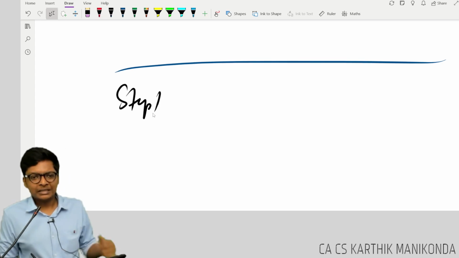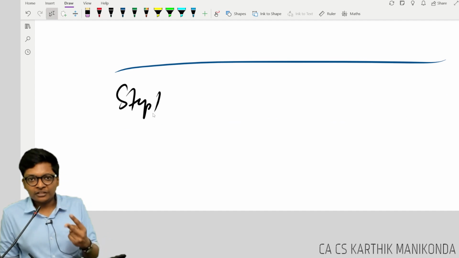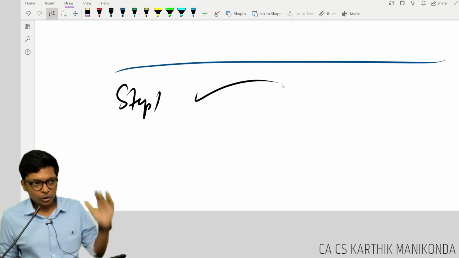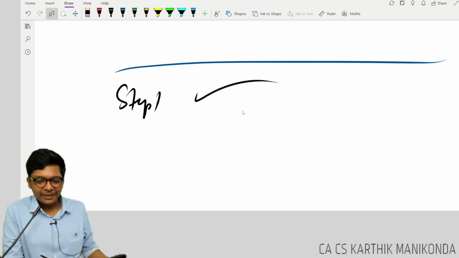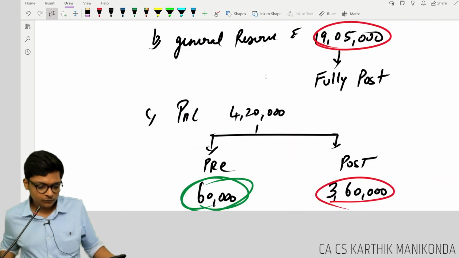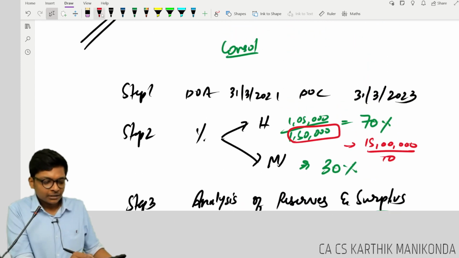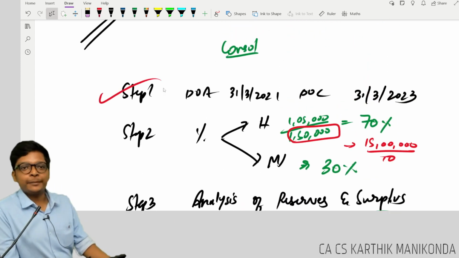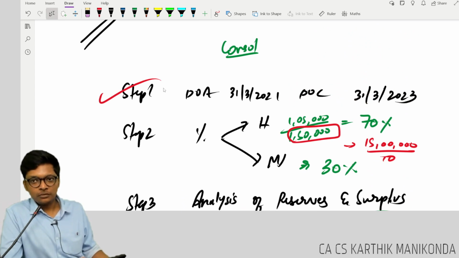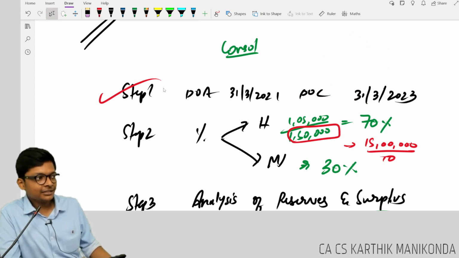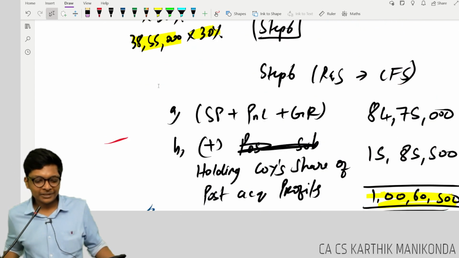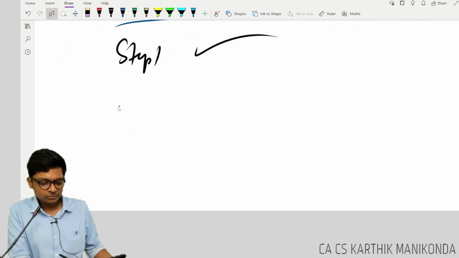What is step 1? Date of acquisition, date of consolidation. Will that change, guys? No, same as previous. So you write freshly again, but for us same as previous. What are the dates given, guys? I'll go back here, same thing. This will remain the same, correct, of step 1. What about step 2? Percentage. Change or same? Percentage will remain same or no?